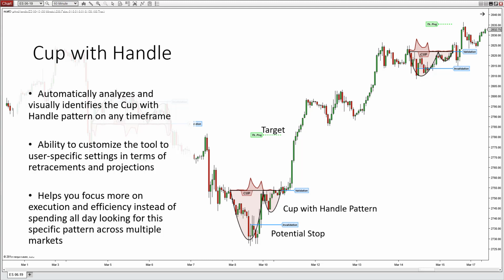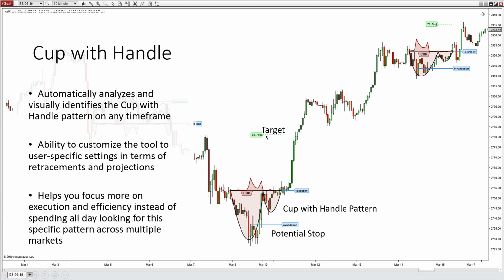So as you can see here, we have the cup with handle pattern clearly drawn out, even labeled for you onto the chart. You have these invalidation levels. It gives you an area of a potential stop. You have the validation level telling you where price needs to go or close beyond to go ahead and validate this pattern. And you have potential targets right here as well.